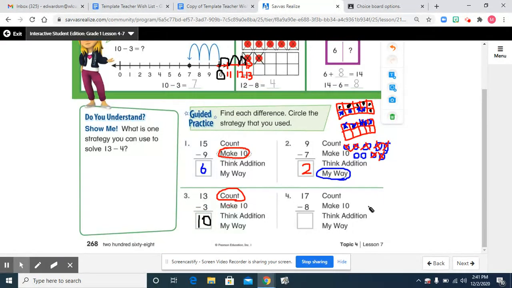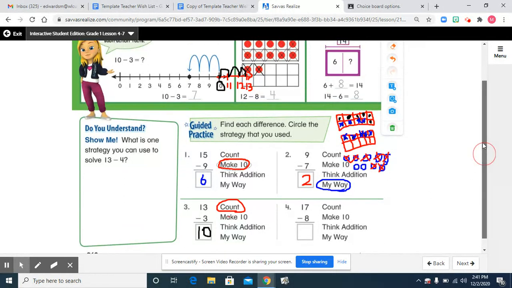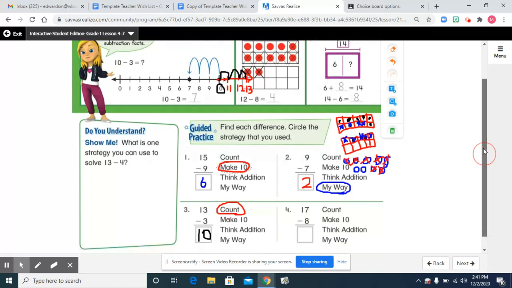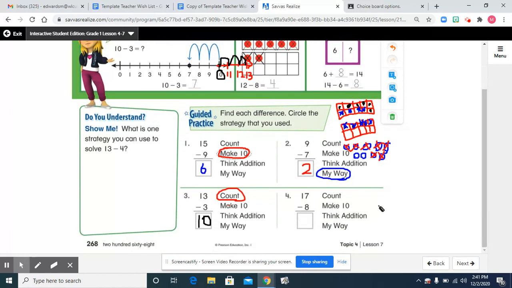Okay. Now try number 4 on your own. Try to pick a different way than you did before, and then we'll go through it when you are done.